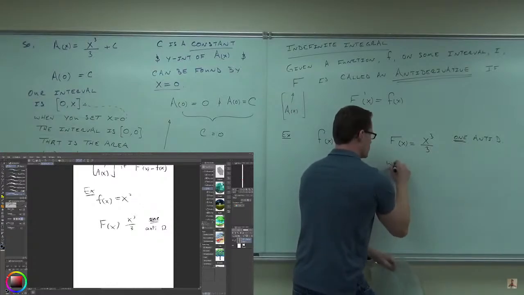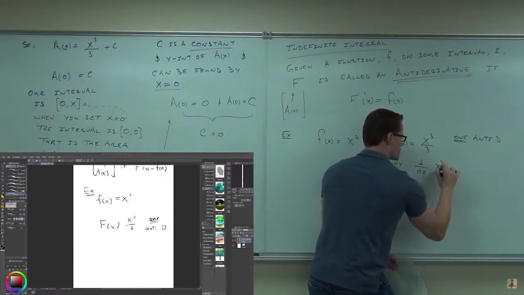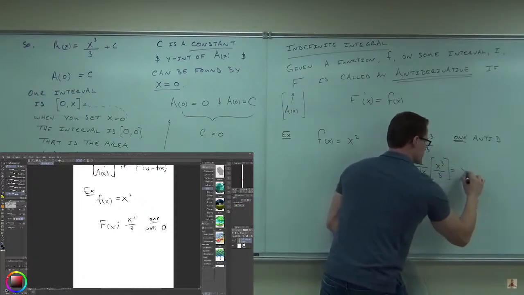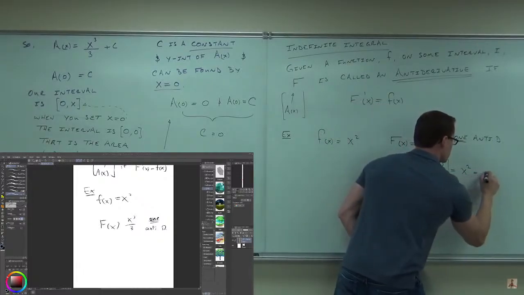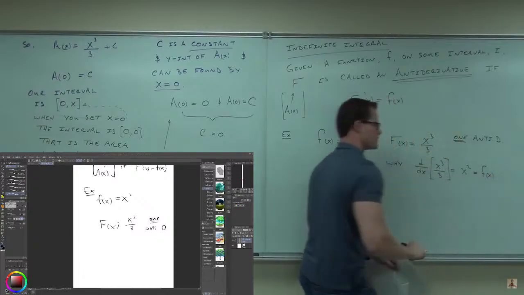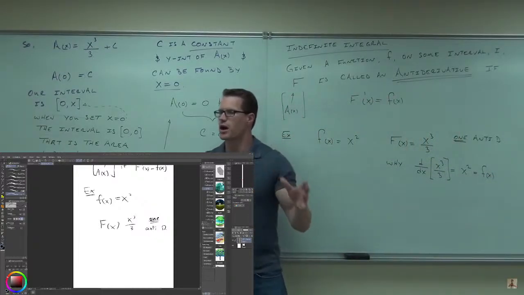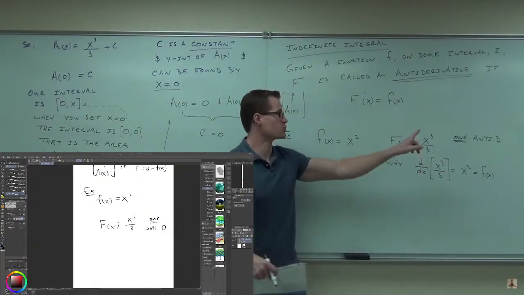Why? Because the derivative with respect to x of this thing is this thing, which is f of x. That's why it works. This is all I'm saying here, folks. An antiderivative is this property. It says I take a derivative of it and it gives me a function. That's what it is.